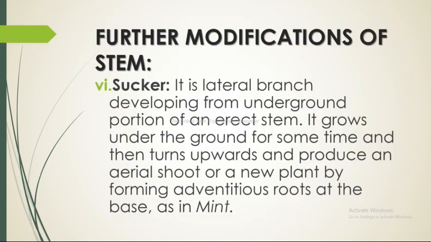Next, the fourth type, is the sucker. A sucker is a lateral branch developing from the underground portion of an erect stem. It grows under the ground for some time and then turns upwards and produces an aerial shoot or a new plant by forming adventitious roots at the base, as in mint.